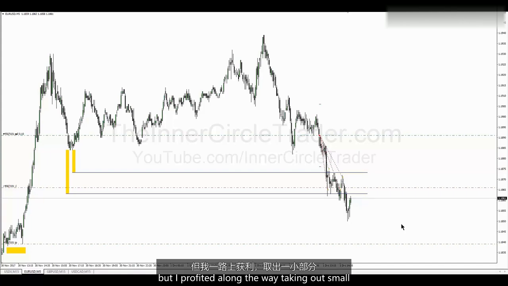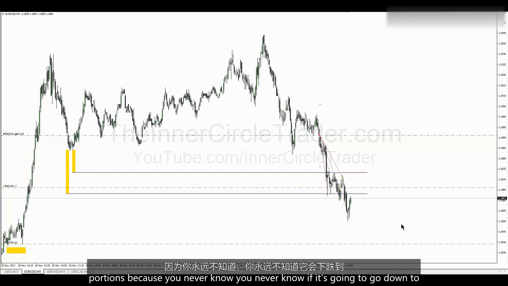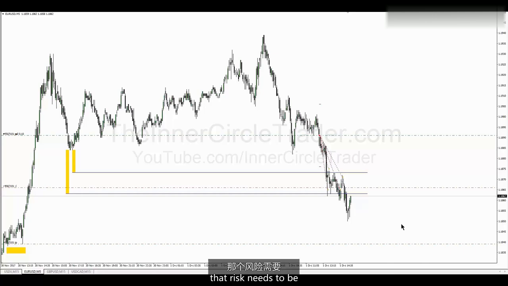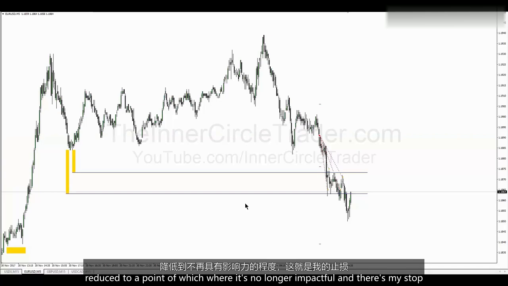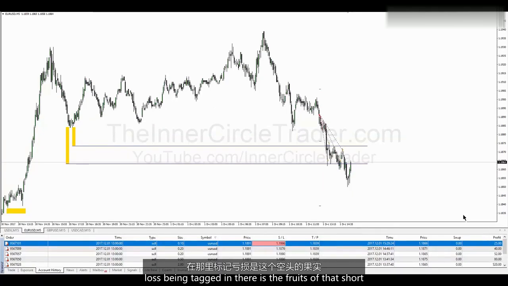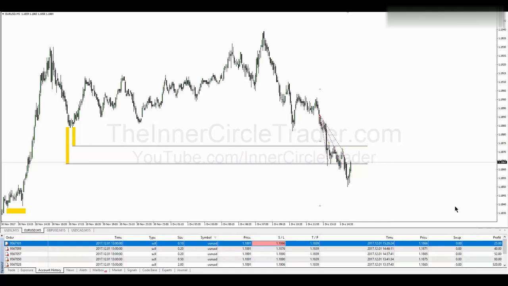But I profited along the way, taking out small portions, because you never know. You never know if it's going to go down to your objective. And if you've taken the risk on initially, that risk needs to be reduced to a point at which it's no longer impactful. And there's my stop loss being tagged. And there is the fruits of that short.